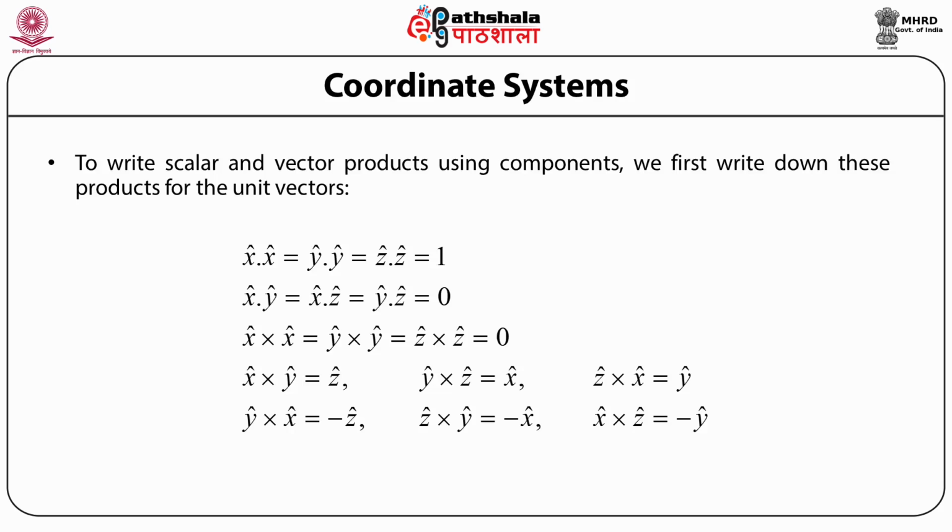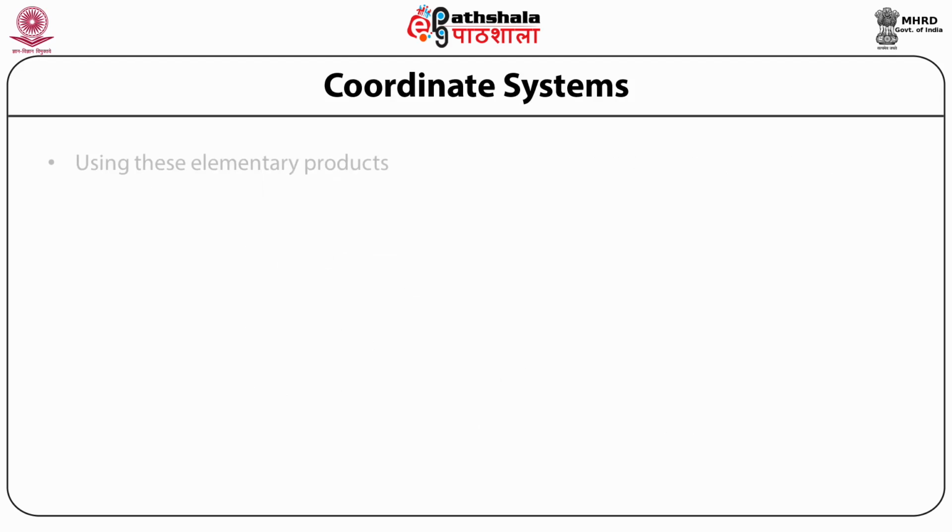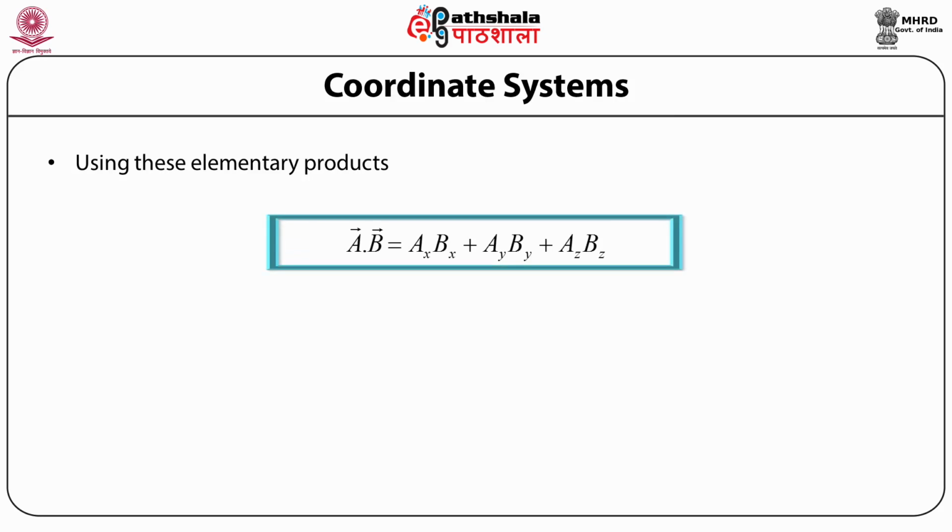And by similar reasoning, we get the cross product of the unit vector x and the unit vector z as the unit vector minus y. So using these definitions of the unit vectors and the scalar and the vector products, we can write down the scalar product between two vectors a and b, that is vector a dot vector b, is equal to a subscript x times b subscript x plus a subscript y times b subscript y plus a subscript z times b subscript z.